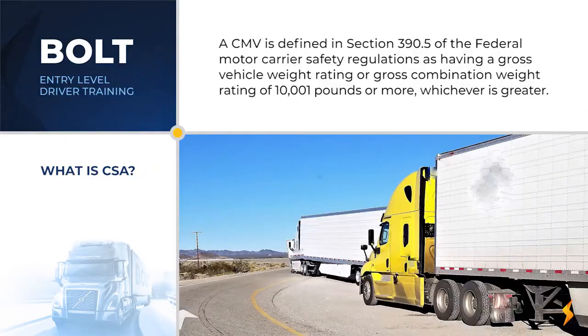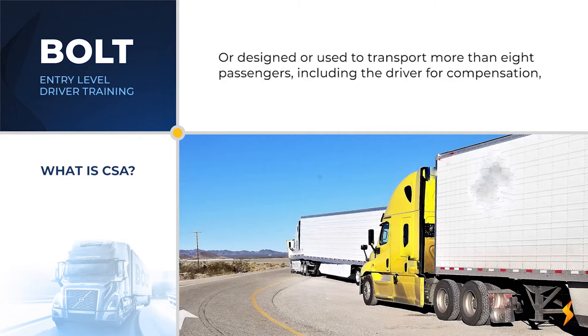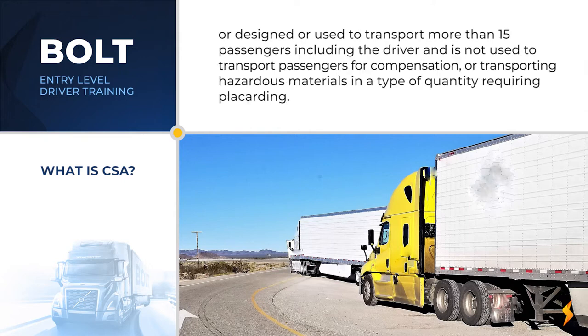A CMV is defined in Section 390.5 of the Federal Motor Carrier Safety Regulations, or FMCSRs, as having a gross vehicle weight rating or gross combination weight rating, or gross vehicle weight or gross combination weight of 10,001 pounds or more, whichever is greater, or designed or used to transport more than 8 passengers, including the driver, for compensation, or designed or used to transport more than 15 passengers, including the driver, and is not used to transport passengers for compensation, or transporting hazardous materials in a type or quantity requiring placarding.